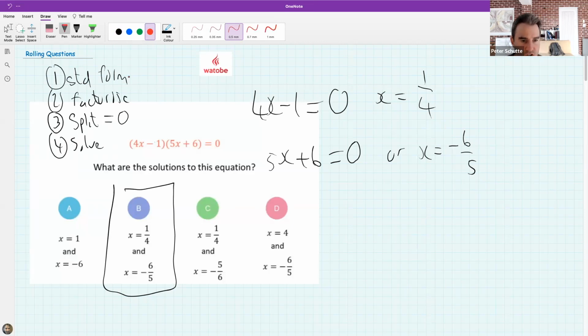Now, in this question, it was already in standard form because there's a 0 on the one side and it's been factorized. All I needed to do was the split. So there's the 4x, and I did the same thing here, and then I found my answers. Okay, thank you, Trevor. That was great.